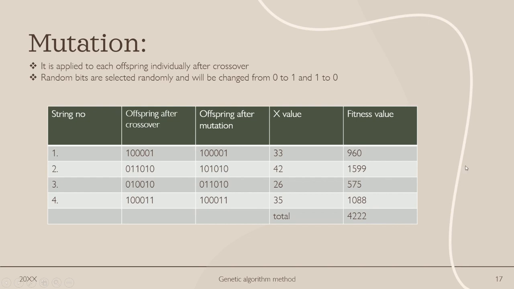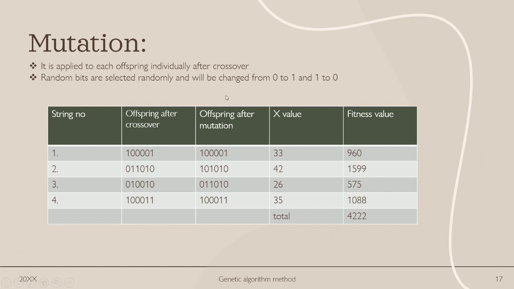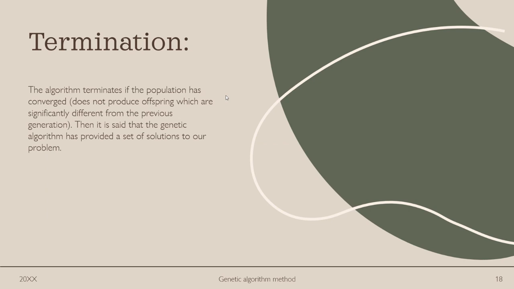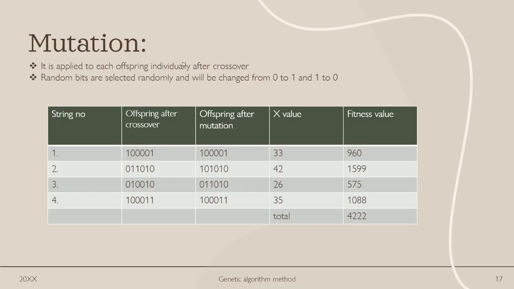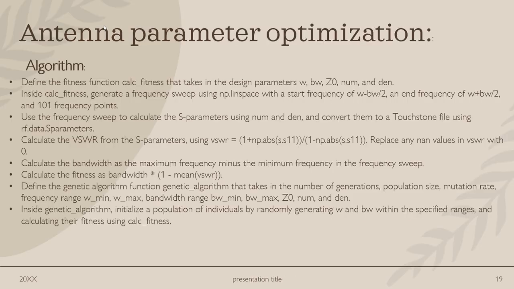So here, the question asks for the value of the function at the optimal solution after one generation, so I did only one generation. If 10 generations were given, we would have to do these operators, selection, crossover and mutation, for 10 generations. And in general, if the selection criteria is not met, we do not terminate; we repeat the process until the population converges to the optimal solution.